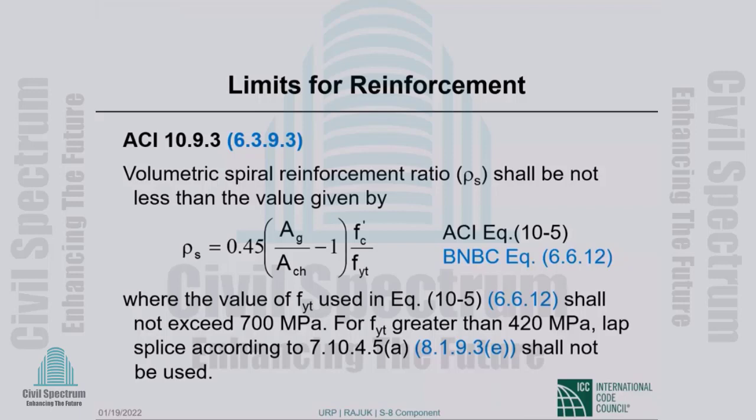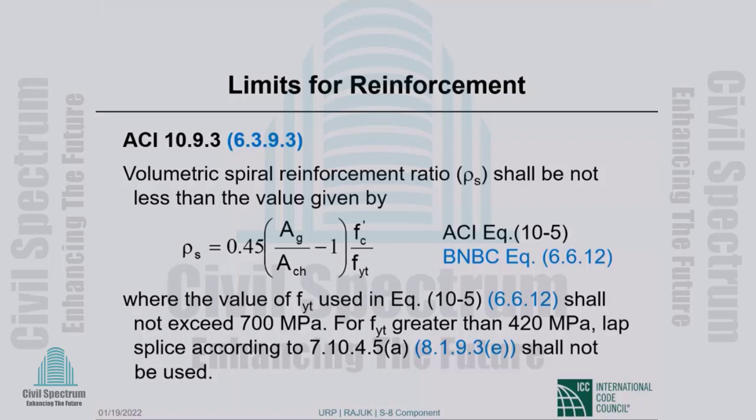So anyway, rho sub S, the volumetric spiral reinforcement ratio, shall not be less than the value given by the expression, where F sub YT shall not exceed 700 MPa. That's 100 KSI. This is the place where we went to high strength reinforcement first. 100 KSI. This is already 2008. I believe we did that in 2002 or 5.